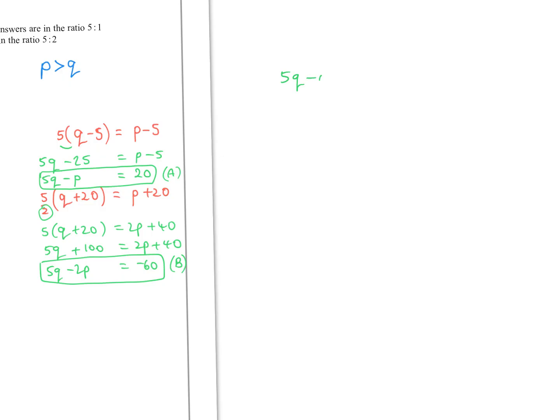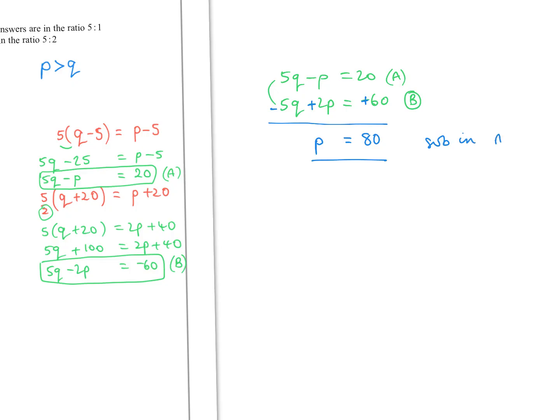So 5q minus p equals 20. And 5q minus 2p equals negative 60. I can see the coefficients of q here are the same, so I'm just going to times one of these equations by negative 1. I'm going to do this one. And I'm going to add these equations together left and right, so the q's are going to vanish. I'm going to be left with p, because I had negative p and 2p, so that's just p, and that is 80. So p is 80.